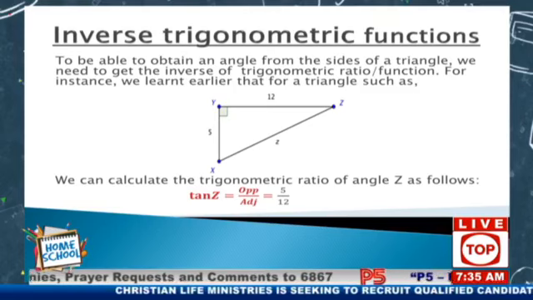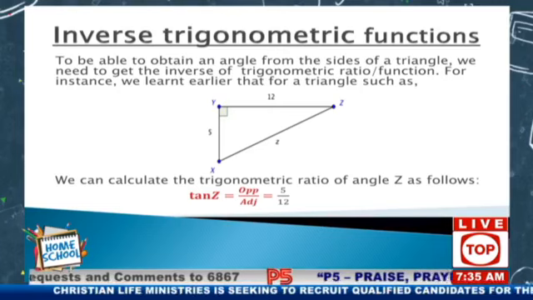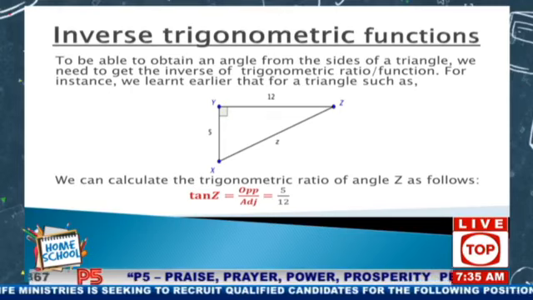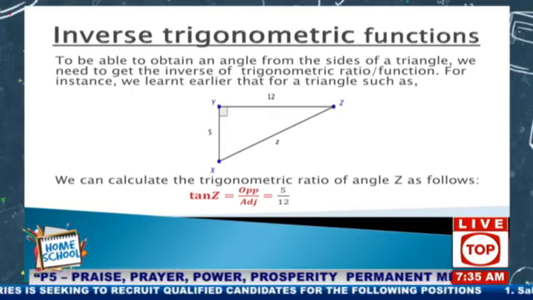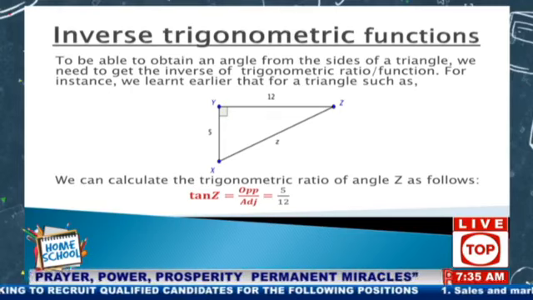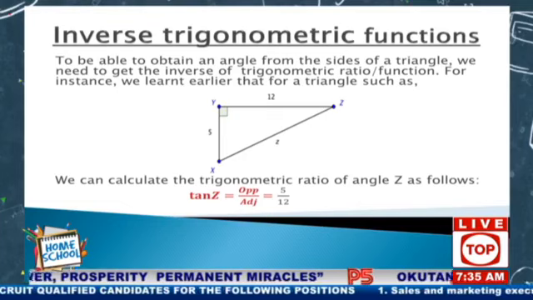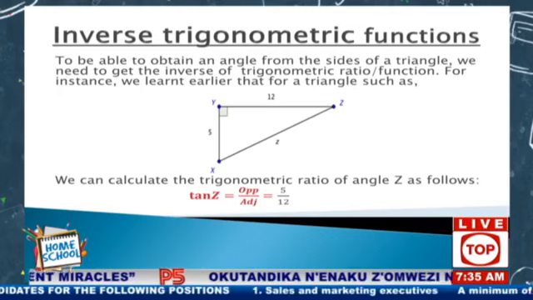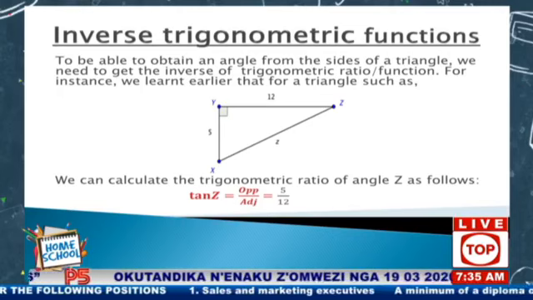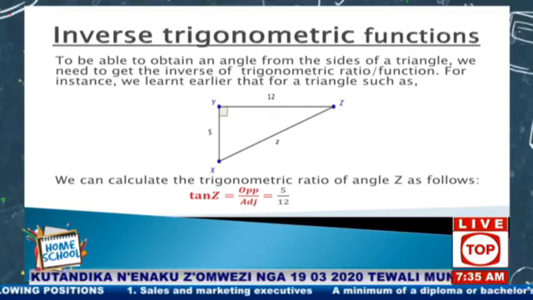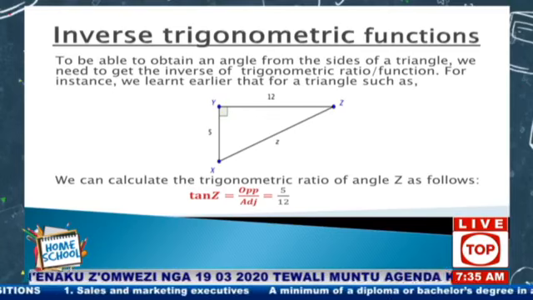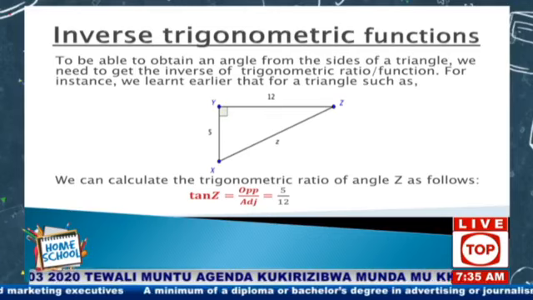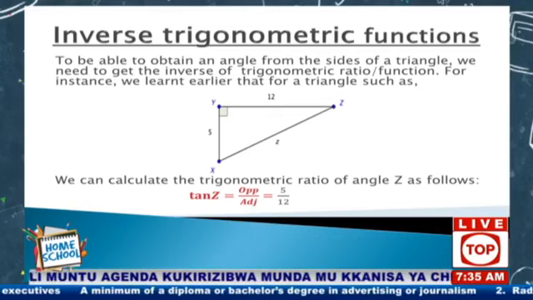Now, why inverse trigonometric functions? Inverse trigonometric functions will help us obtain the exact value of Z. Because now we just know how to get tan Z, but the question is, how do you get the real Z? Let's go to the next slide. The next slide is coming, slide 11. So how do you obtain the real Z?